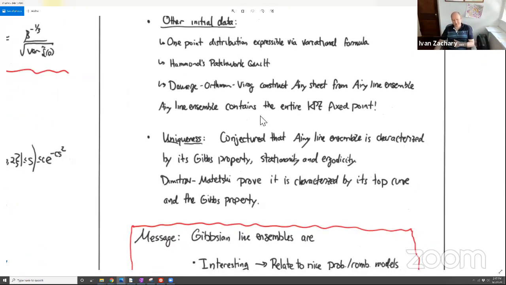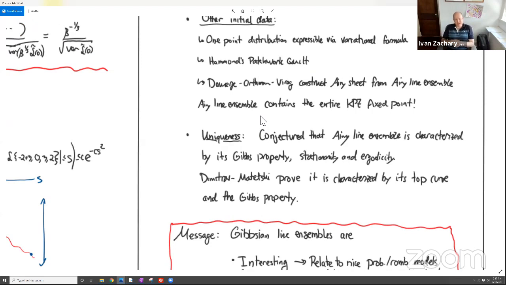Given the importance of that, it's very natural to ask about uniqueness. And there's a conjecture, which you can find written in the paper of Alan and myself on the Airy line ensemble, which says that the Airy line ensemble is, in a sense, unique. It's uniquely characterized by the fact that if you subtract a parabola, you have the non-intersecting Brownian Gibbs property, that it's stationary and that it is ergodic. And of course, there's also some sort of shift invariance that you need to mod out by. But the belief is that this is conjectured uniqueness.